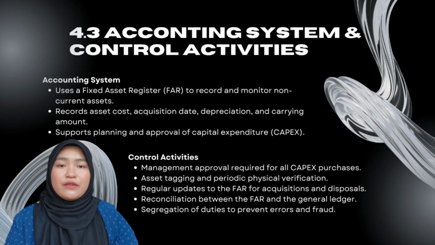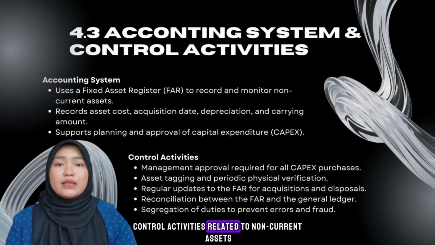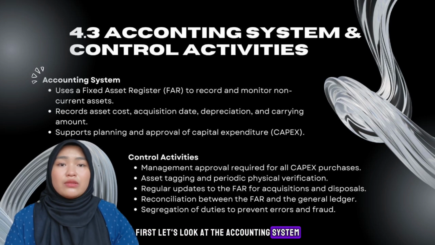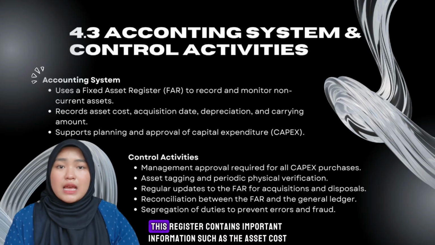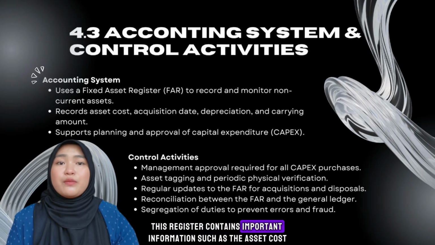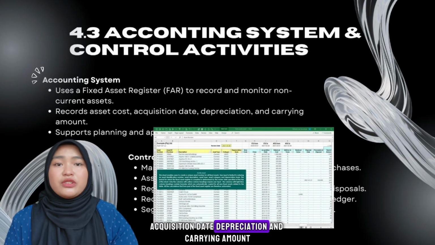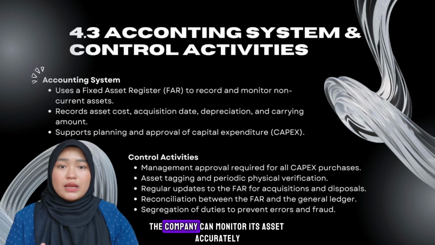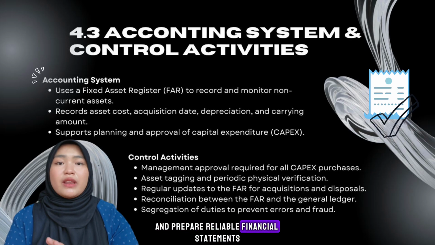DAT24F1096 from DAT5E. Now, I will explain the accounting system and control activities related to non-current assets. First, let's look at the accounting system. The company uses a fixed asset register to record and monitor all non-current assets. This register contains important information such as the asset cost, acquisition date, depreciation, and carrying amount. By keeping these records up to date, the company can monitor its assets accurately and prepare reliable financial statements.